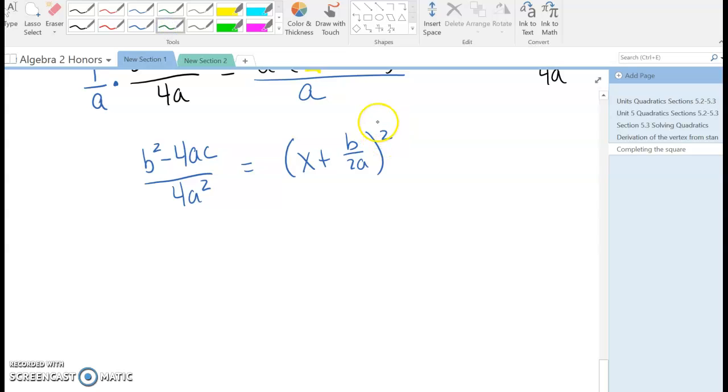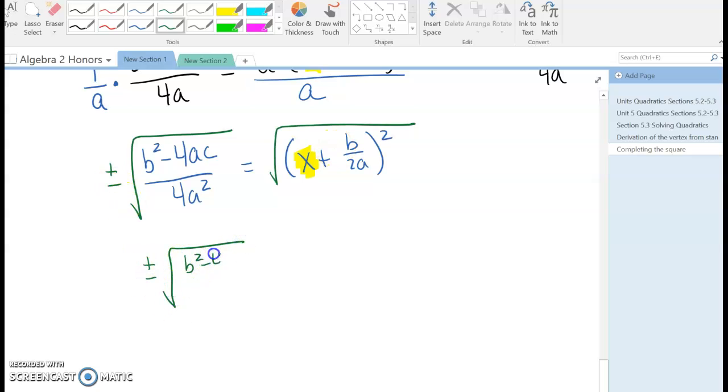All right, now I'm still trying to get x alone here. So now I'm going to go ahead and take the square root of both sides. And remember, anytime I take the square root of a quantity squared, it's going to be plus or minus. So on the left-hand side, I have plus or minus the square root of b squared minus 4ac all over 4a squared, which equals x plus b over 2a.